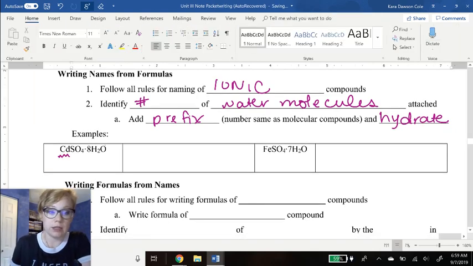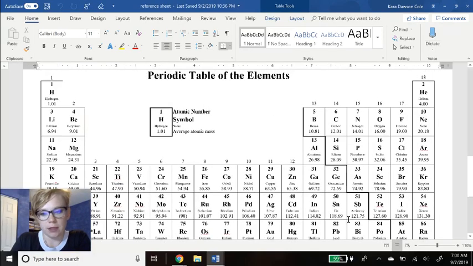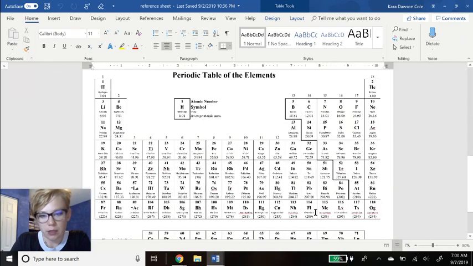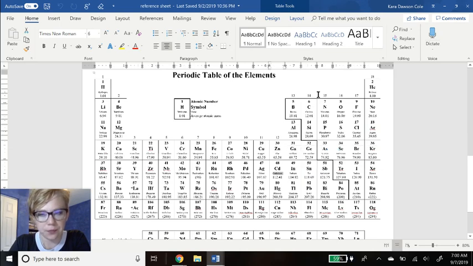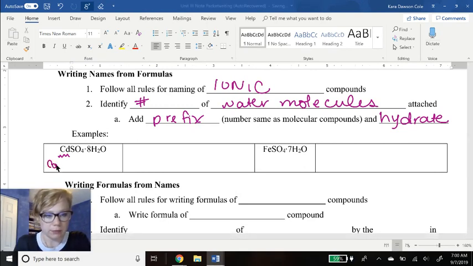So let's look at an example here. Not really sure what Cd is. So go to my periodic table, elements. And then I'm going to look for Cd. So Cd is right here. It's number 48 on the periodic table. Its name is cadmium. So Cd is cadmium. It is a transition metal, so we're going to have to do something with that. Got to figure out what the charge is on this guy.